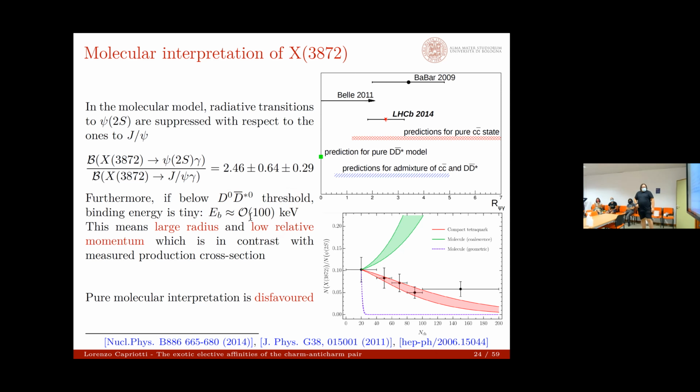And you cannot have a high production cross-section at high pT, because there's not enough energy for the molecule to remain bound at high pT, which is in contrast with what we observed. This is a plot of the ratio between the X(3872) and the psi(2S) production cross-section as a function of the event multiplicity, which is, well, correlated with pT, of course.